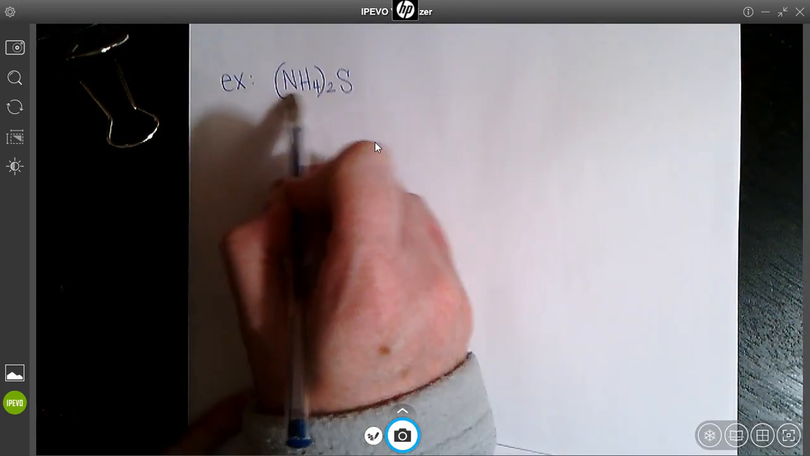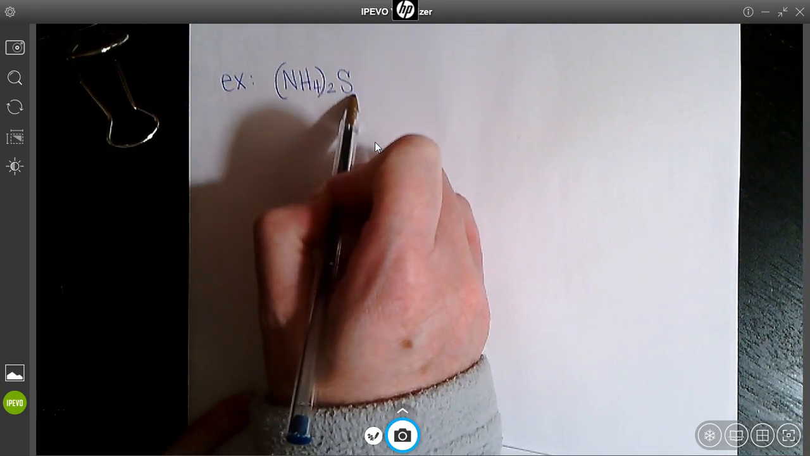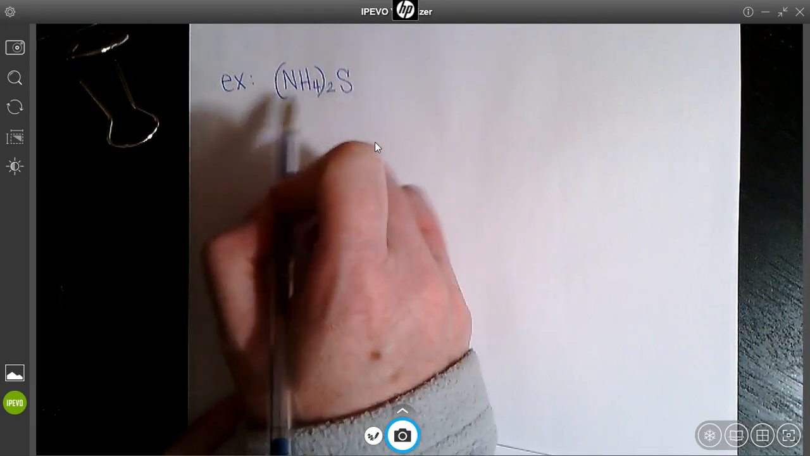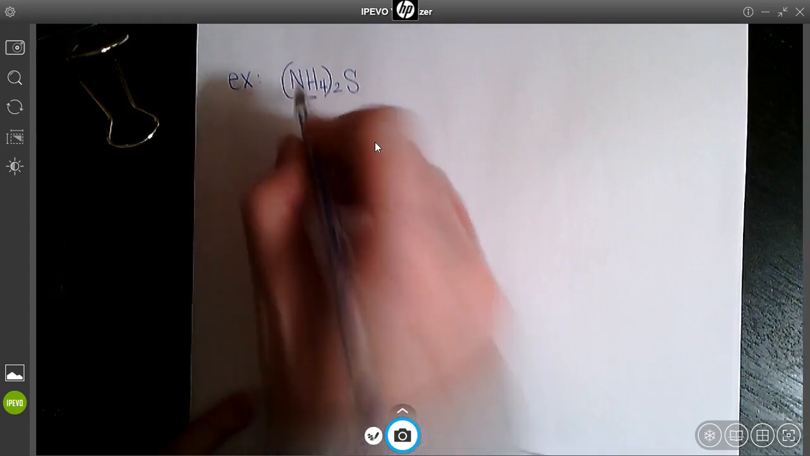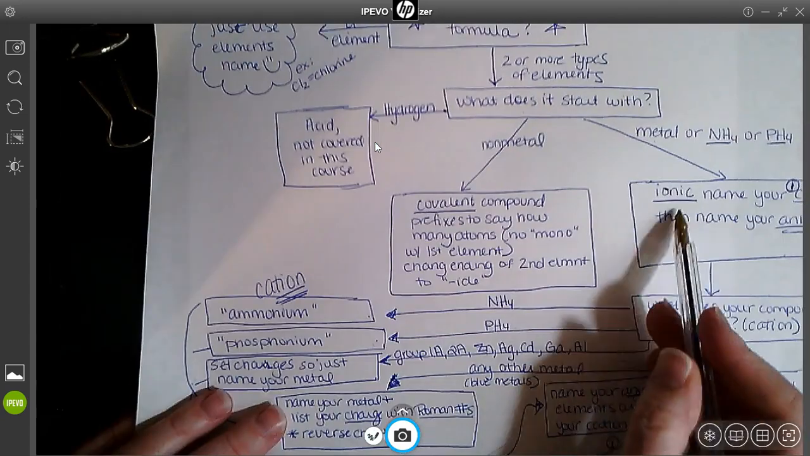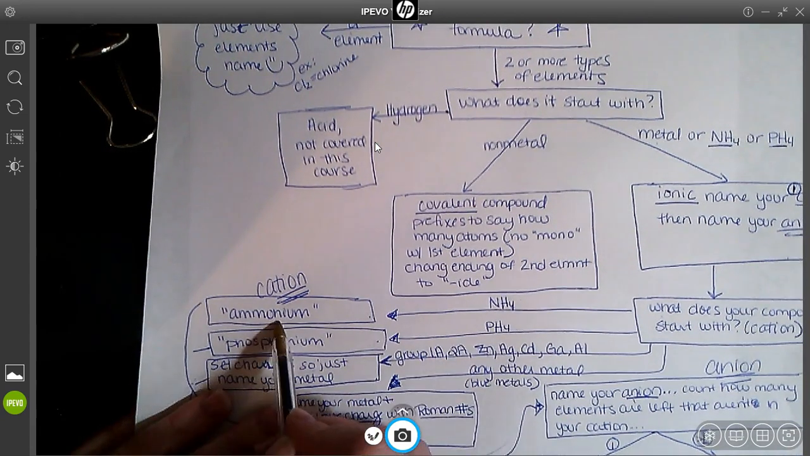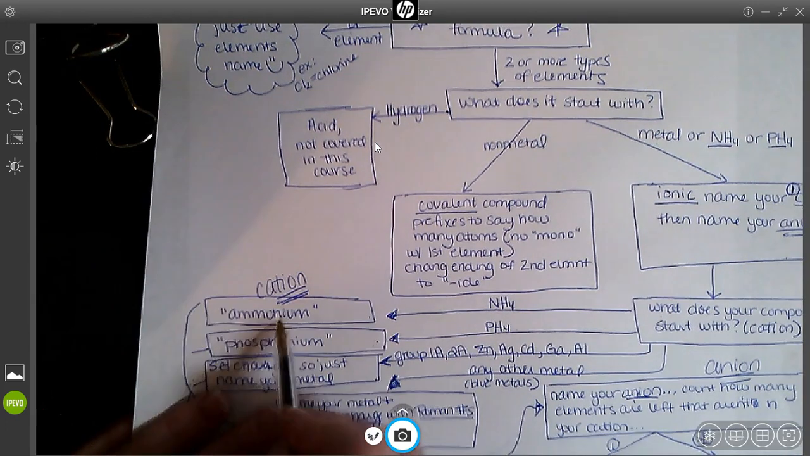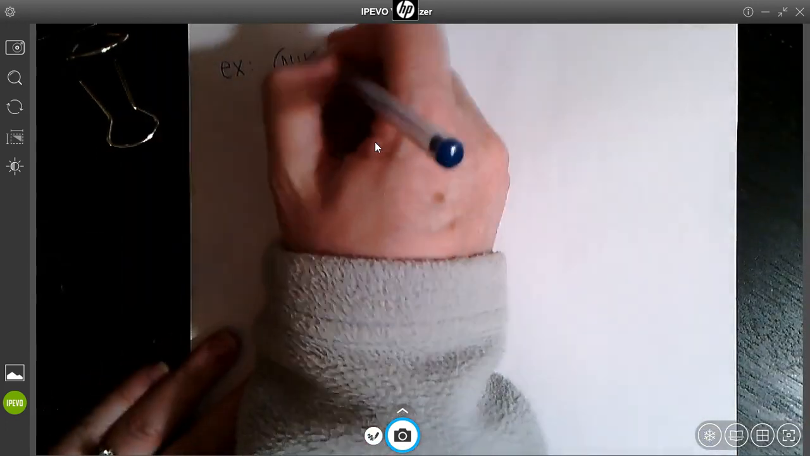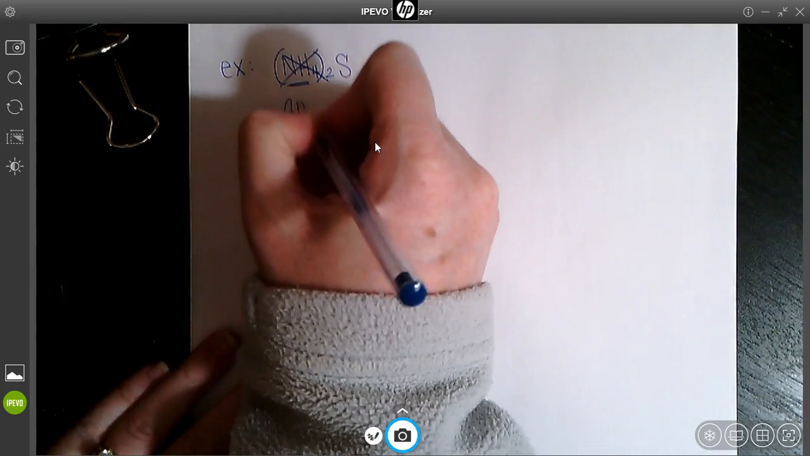My next example, (NH4)2S. Okay, I know that it's going to be ionic, and I know that I'm starting with NH4. So let's skip to that part. Ionic, it goes to NH4. So we come here. We know NH4 is ammonium. So this is named ammonium.